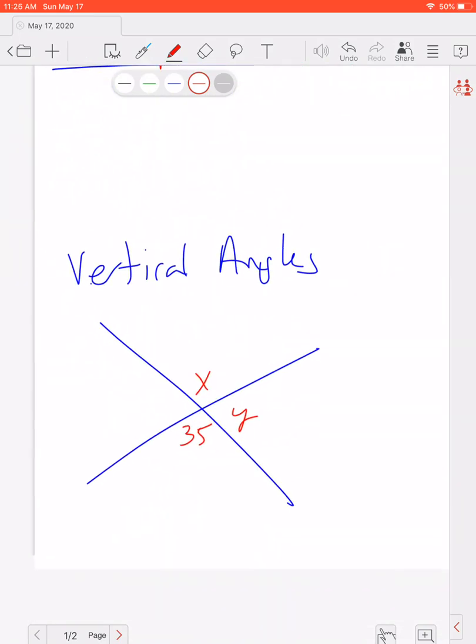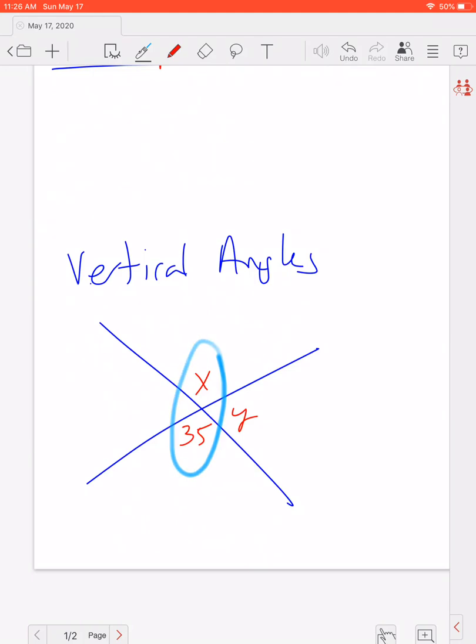Another type of angle we talked about were vertical angles. Remember, vertical angles are the ones right across from each other. So like x and 35 go together, and y and the blank space go together. So if I wanted to find the value of x, I know x also has to be 35 degrees. I know y has to be the same as this angle, but since I was not given that angle, I have to figure it out another way.